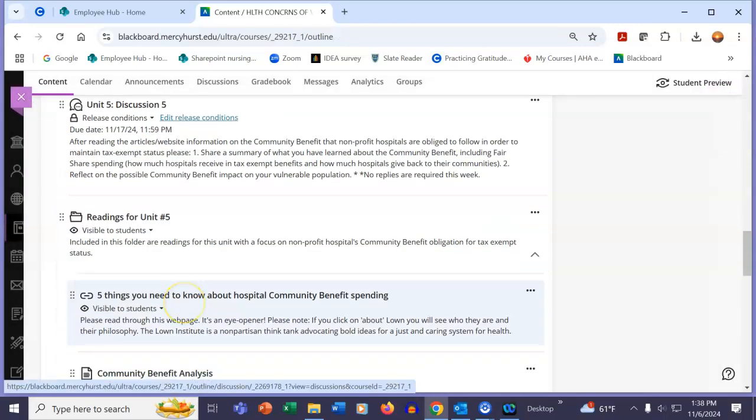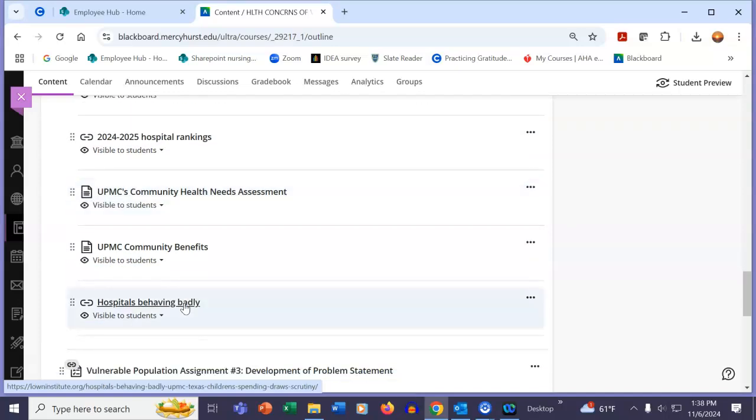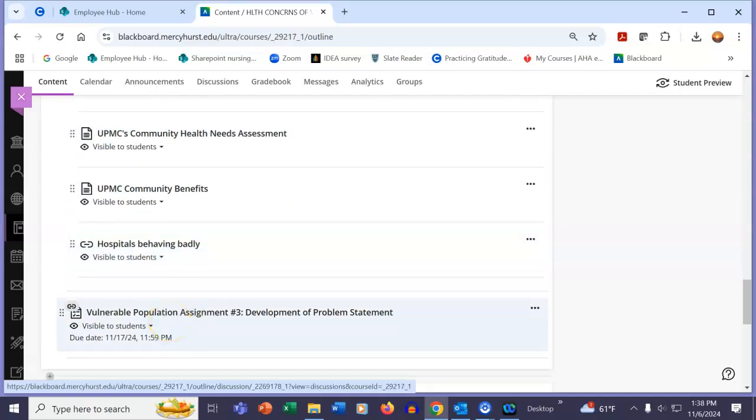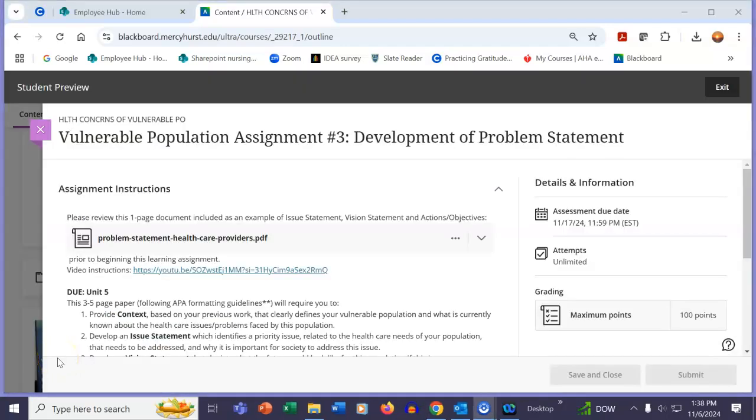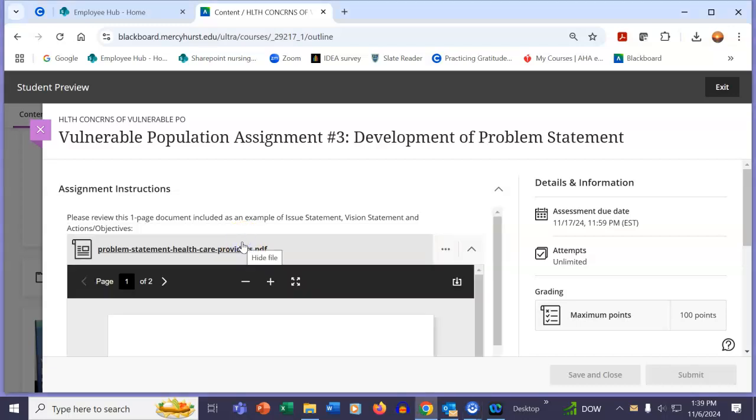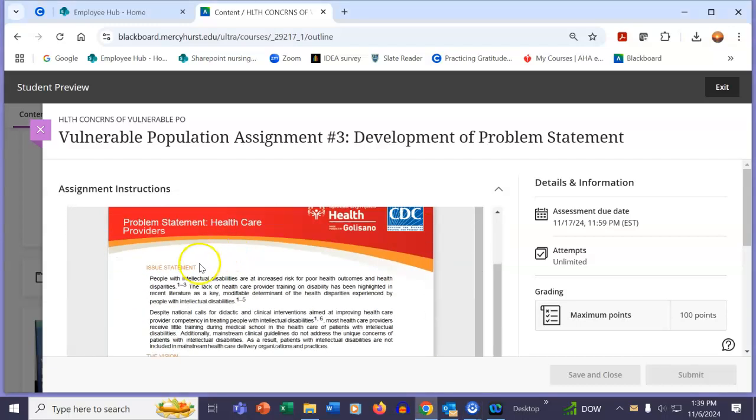The last thing I wanted to go over is our vulnerable population assignment number 3. I'm going to pause one more moment because I want to make sure it opens in student view. Okay, so when I open this up, either in the assignment tab or found within Learning Unit number 5, I come to the development of a problem statement. The first thing that you really need to do is to look at an example of what I'm asking you to do. This is a PDF file that talks about a problem statement.